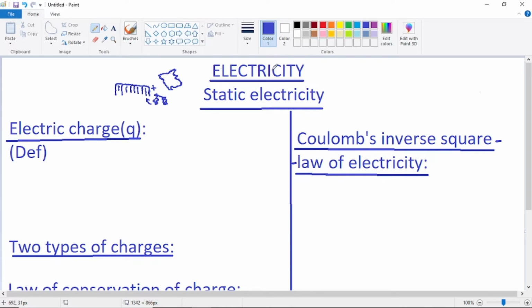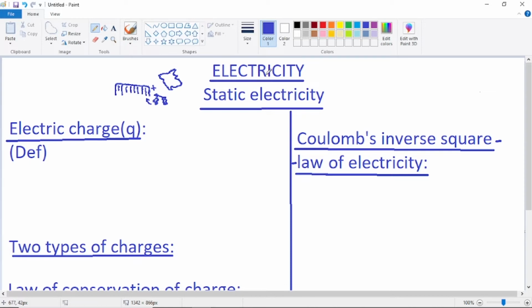And the branch of physics which deals with such electric charges is also called, in short, electricity. Thus electricity has two meanings. One is that it simply denotes electric charge, and the other is the branch of physics dealing with electric charges.